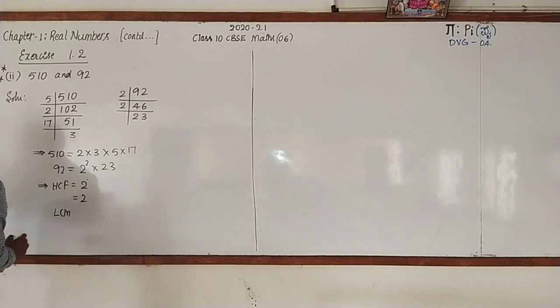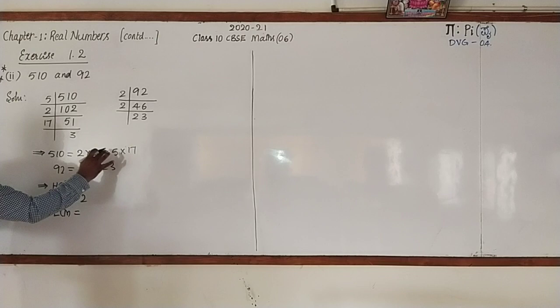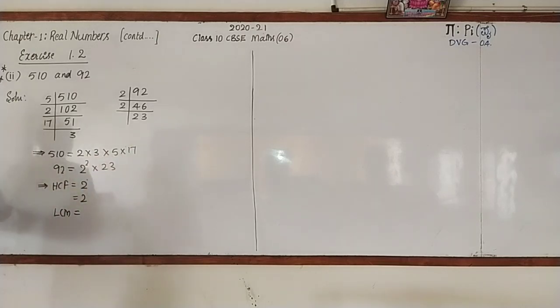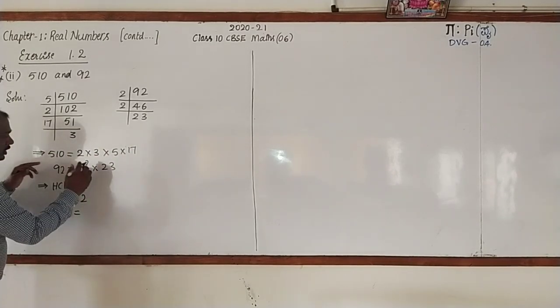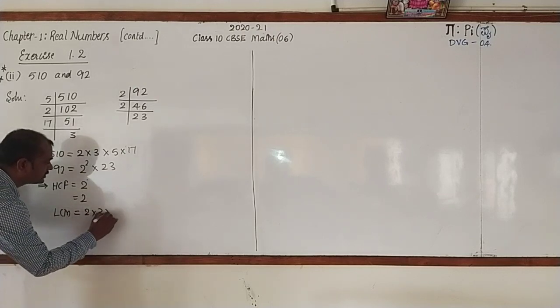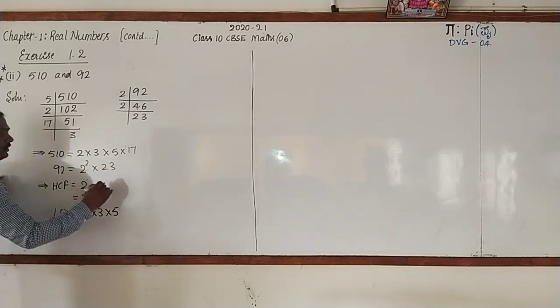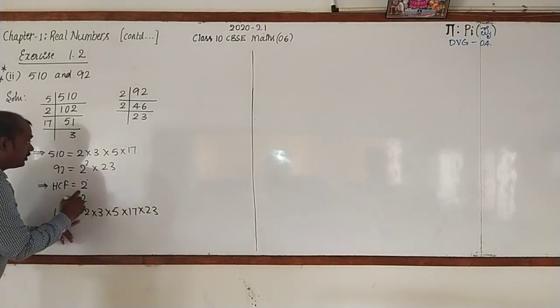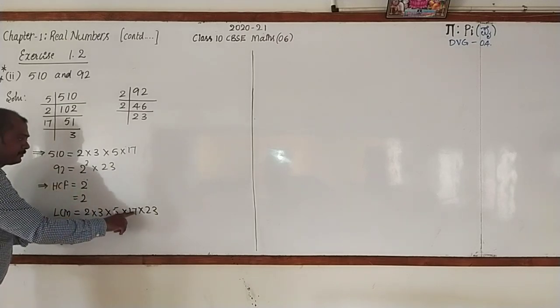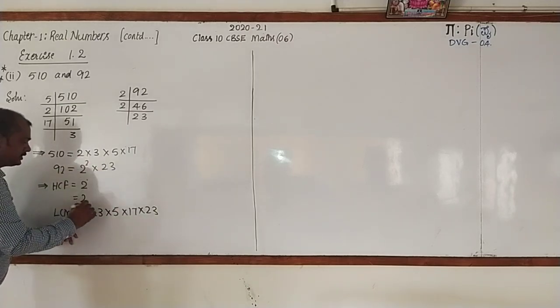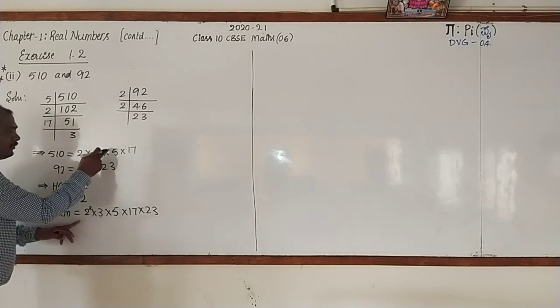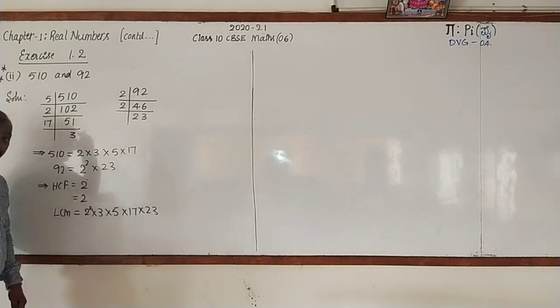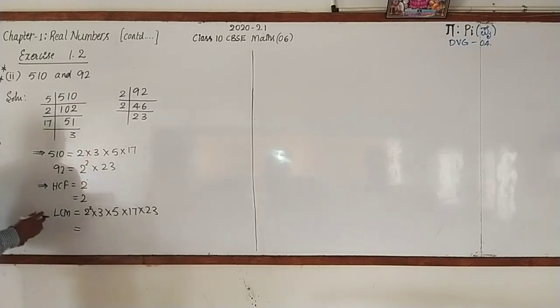LCM, it is, let us go for writing all the factors, taking all the factors. 2 is there, 3 is there, then 5 is there, 17 and 23. Now highest power of each prime factor, highest power of 2, it is 2. 3, 1, 5, 1, 17, 1 and 23, 1 also. It's equal. Now let us go for multiplying. Follow this method. It's very simple.